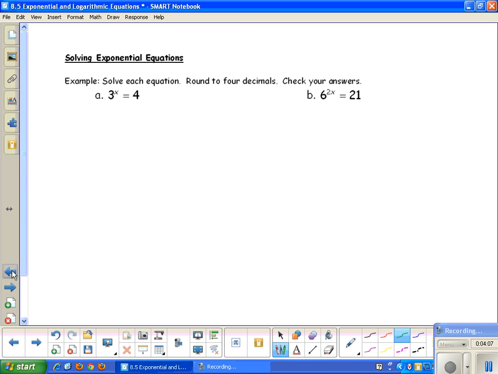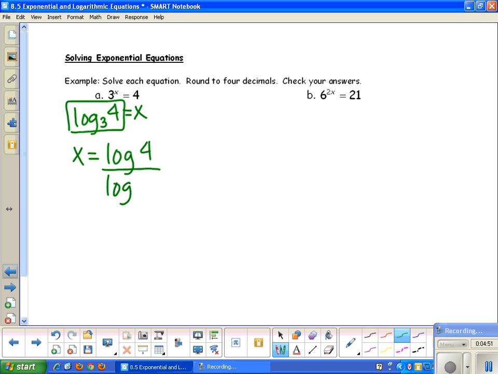So for example, we want to solve each equation, round to 4 decimals, and check our answers. For the first one, remember that when solving exponential equations, we wanted to see if we can get the same base. Well, I can never make 3 into a base of 4 and vice versa. Because I cannot make those the same base, I'm going to write it in logarithmic form to help me solve this exponential equation. So I would write this as the log base 3 of 4 equals your exponent x. Now I can use my change of base formula, so x is going to be equal to the log base 10 of 4 divided by the log base 10 of 3.